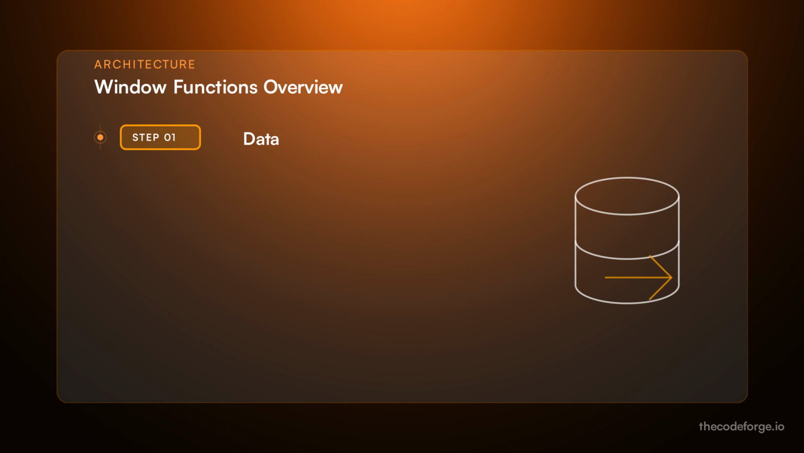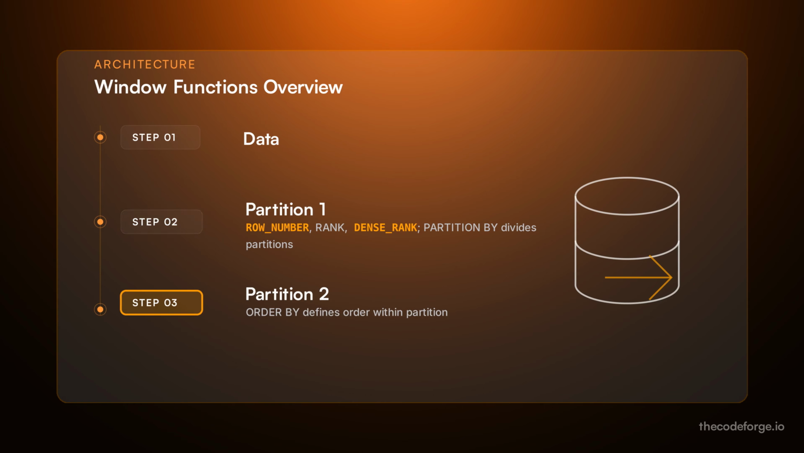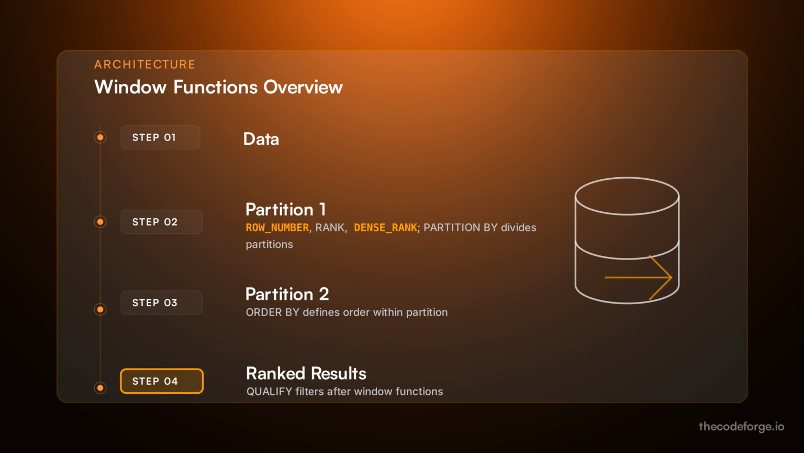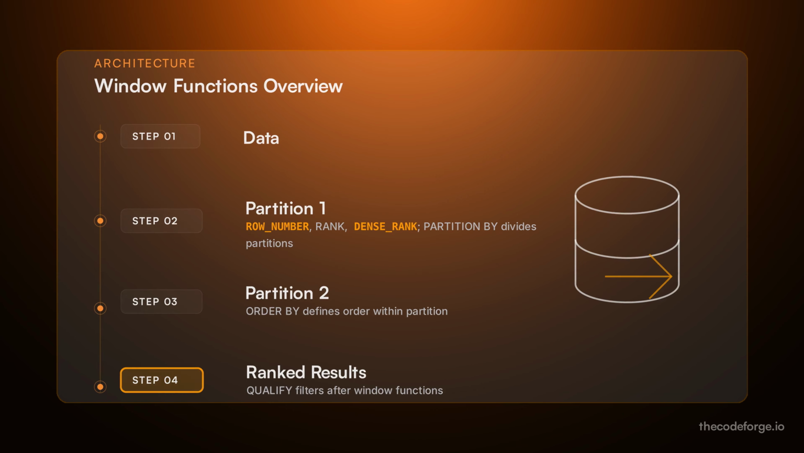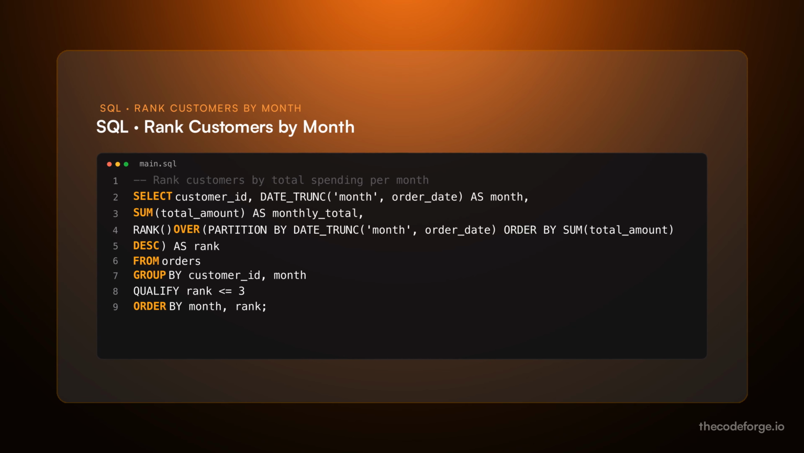Window functions like row_number, rank, and dense_rank operate across partitions defined by partition by, then order by orders rows within each partition. These calculations are essential for analytical queries, and Snowflake supports all standard window functions plus qualify to filter after the window step. This query ranks customers by monthly total spending, using DATE_TRUNC to group orders by month and rank with partition by month. The qualify clause then filters to only the top 3 per month, avoiding a subquery.